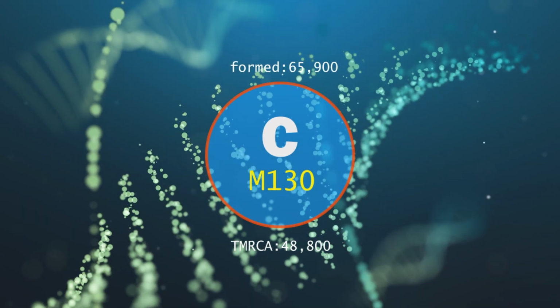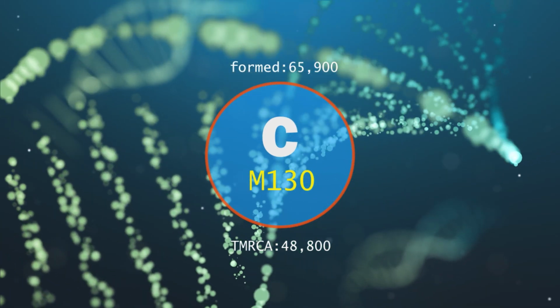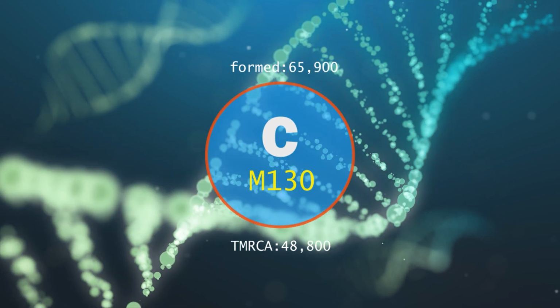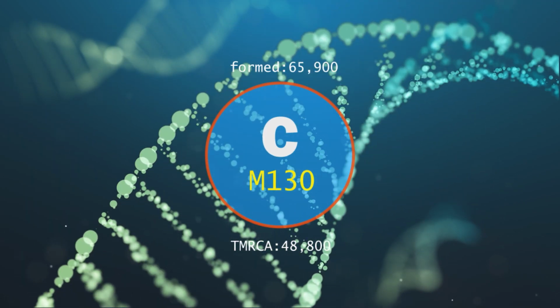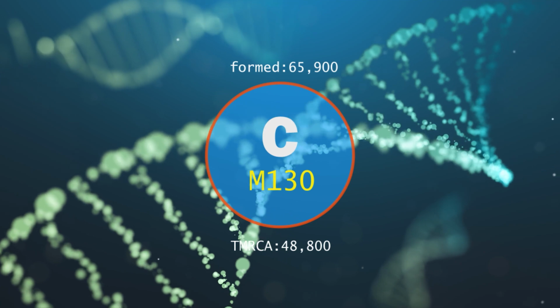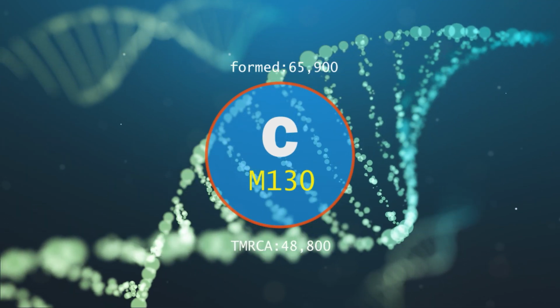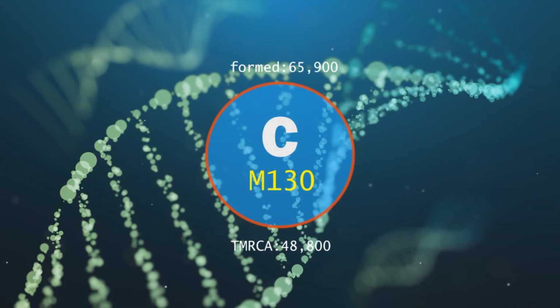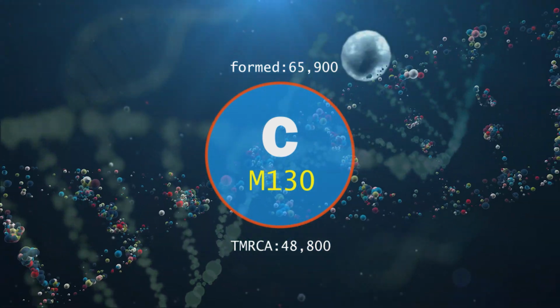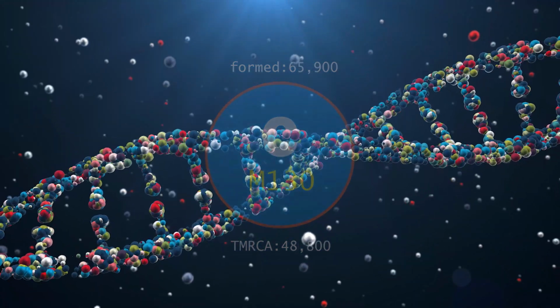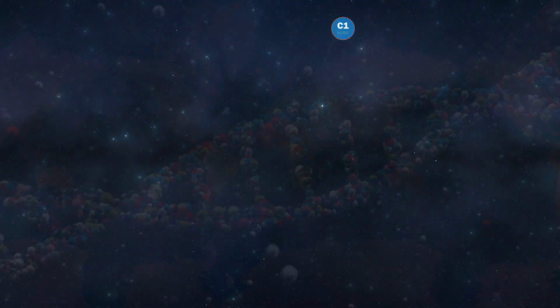SNP refers to a genetic change that shows a difference in one of the DNA sequences A, T, G, and C. This group is thought to have first appeared in Southwest Asia or East Asia 65,900 years ago. Most recent common ancestor is 48,800 years ago. So what about their descendants?